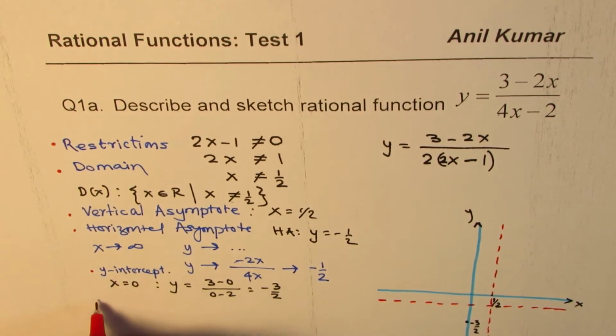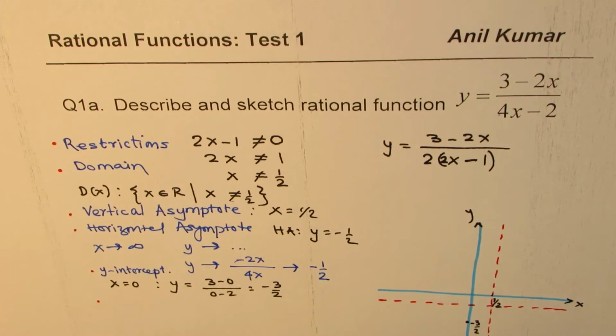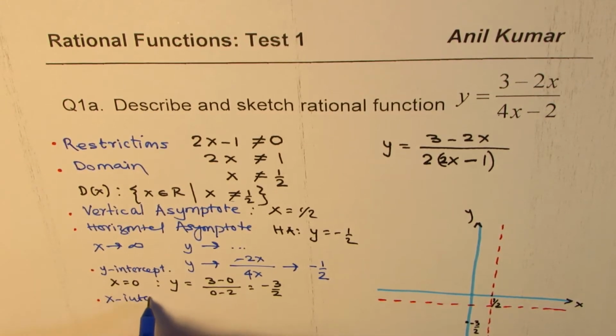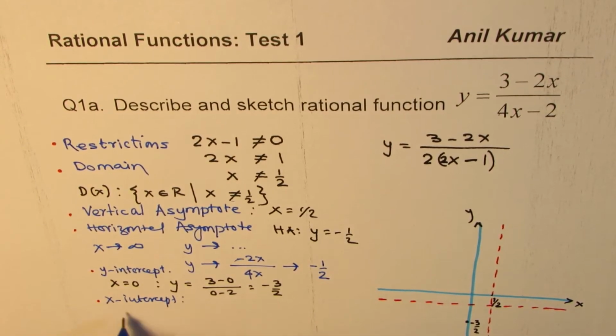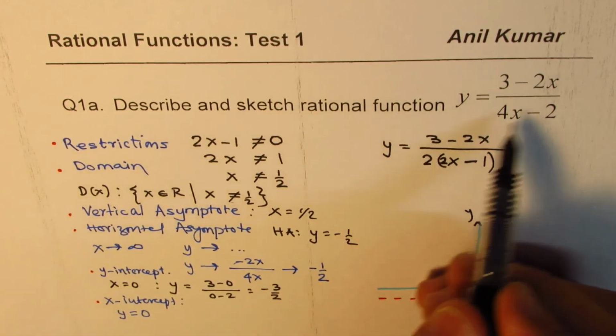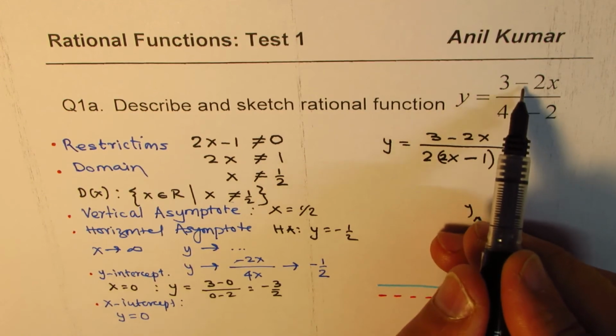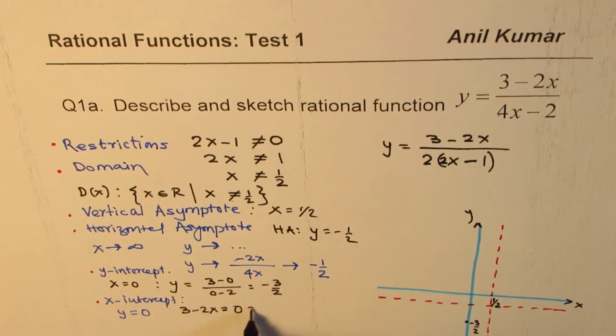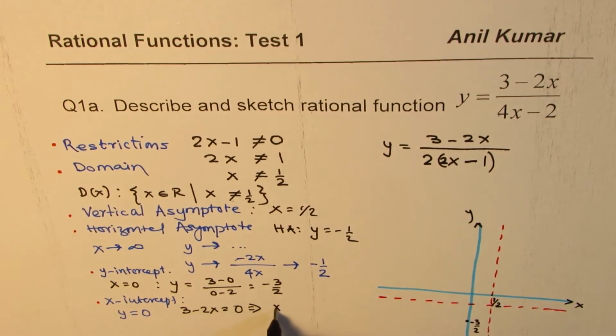Okay, let's also find the x-intercept. The x-intercept is where y is 0, right? That is when y is equal to 0. So if I substitute y as 0, then calculate this. That means 3 minus 2x should be 0, right? That means 3 minus 2x equals 0, or solving, we get x equals 3 over 2, right?